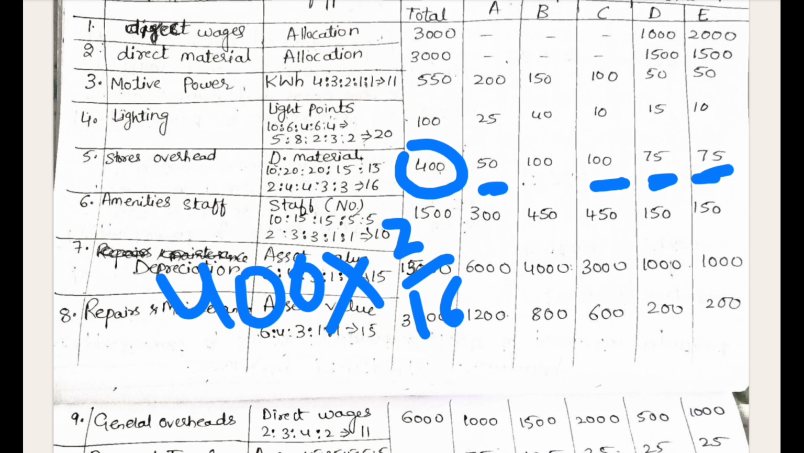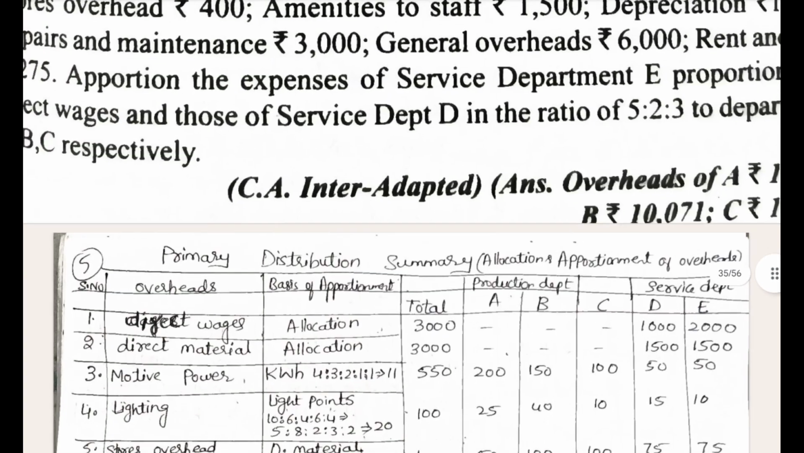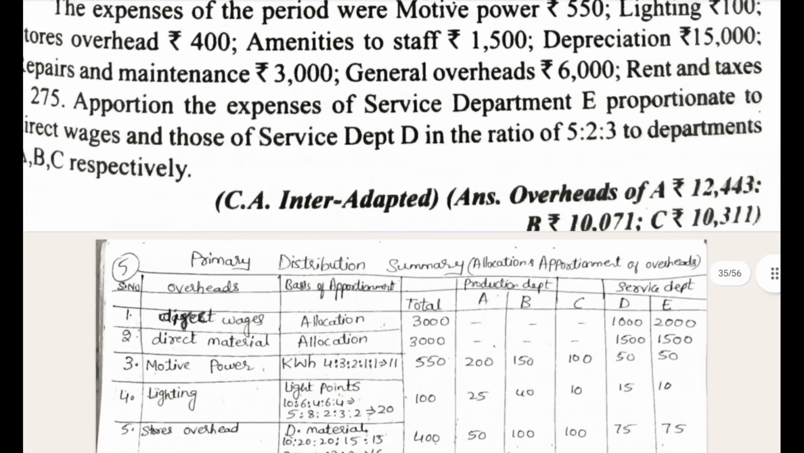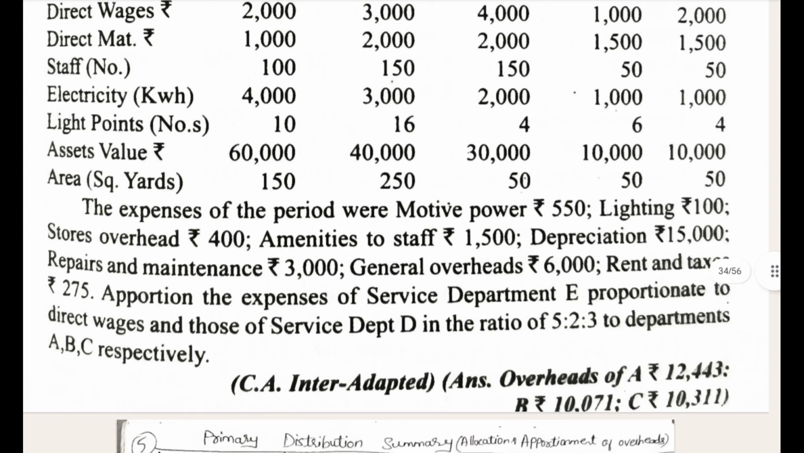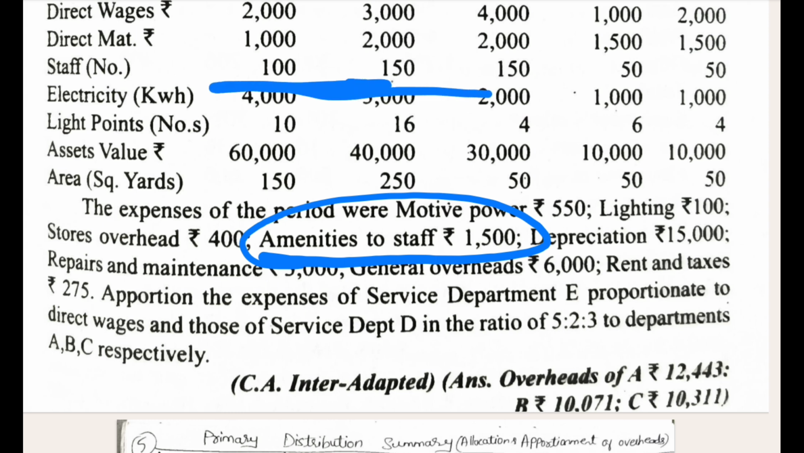Like this we have distributed, or we call it apportioned, 400 rupees of store overhead among these 5 departments on the basis of direct material. It's clear, no? If you have any doubt you can ask me, I'll clarify. Amenities to staff. Staff means you can easily identify, number of workers. Staff numbers are given to us, so these amenities to staff, the facilities they are giving to the staff, we have to distribute according to these staff numbers. On how many staff there are, on that only.